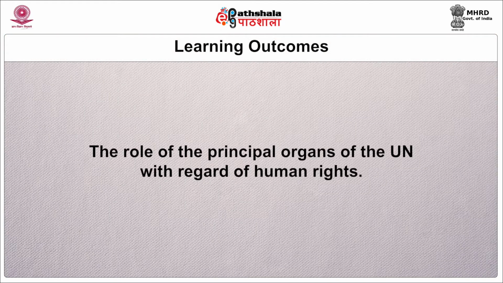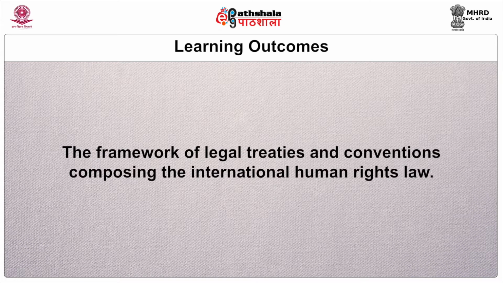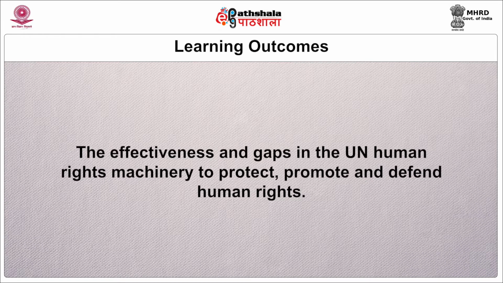Learning outcomes. After completing this module, readers should be able to understand the role of the principal organs of the UN with regard to human rights, the role and interaction of various UN offices dealing with specific human rights issues, the framework of legal treaties and conventions composing the international human rights law, and the effectiveness and gaps in the human rights machinery to protect, promote, and defend human rights.